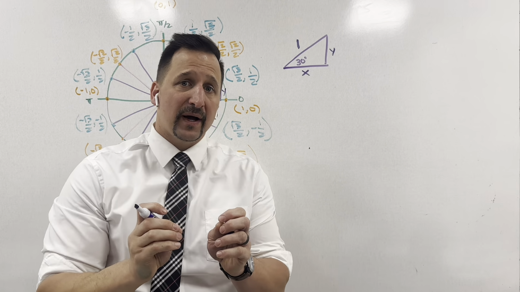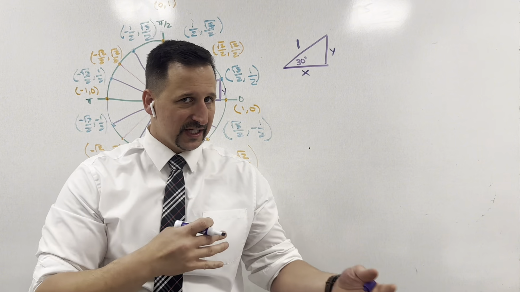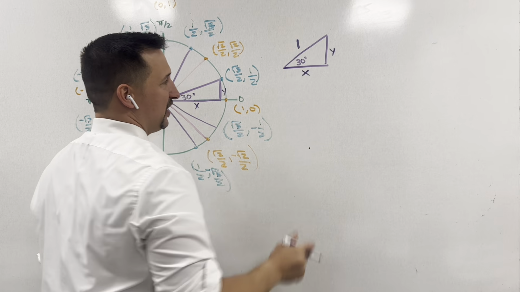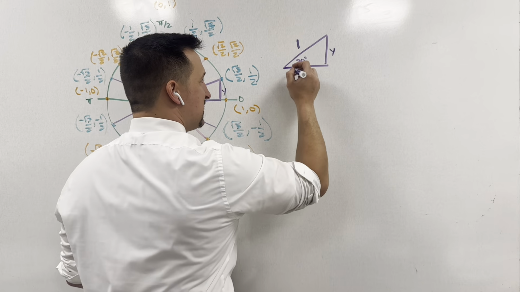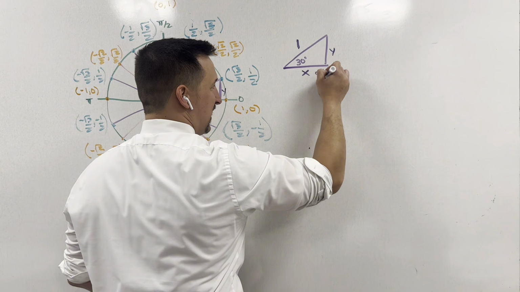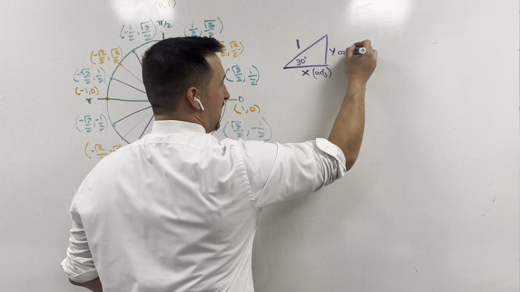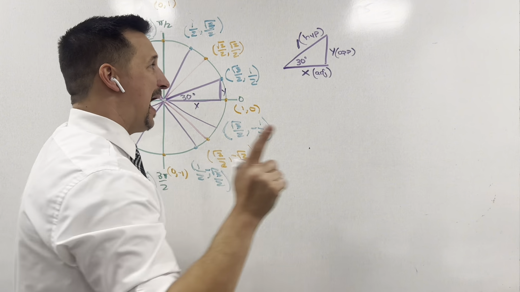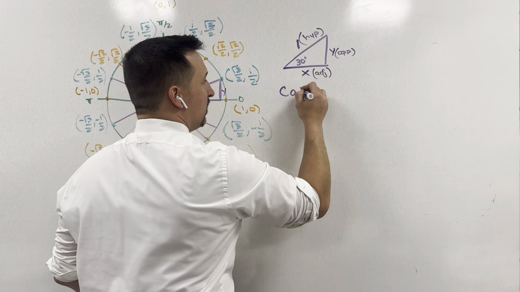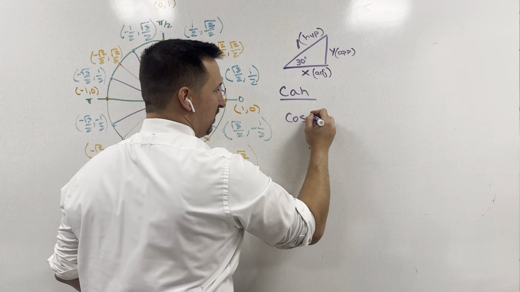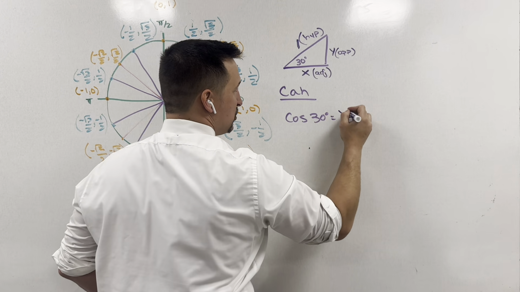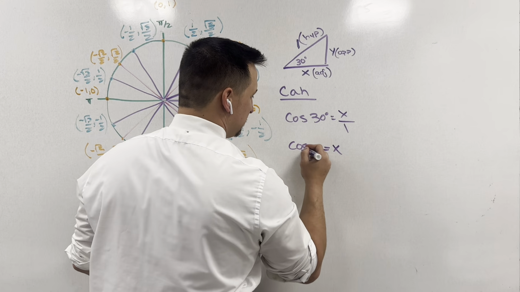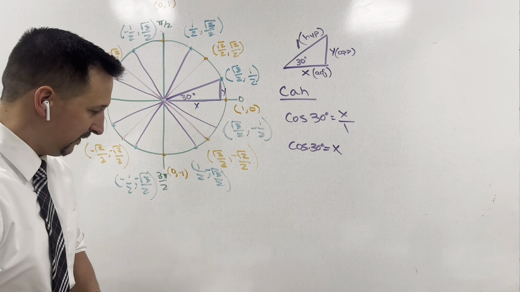Go ahead and do SOHCAHTOA, right? Sine, cosine, tangent, opposite, adjacent, hypotenuse. SOHCAHTOA to go ahead and figure out what the x value is of this. Well, you'd say, okay, this is the adjacent side, this is the opposite side, and this is the hypotenuse. So if I want to find the x value, I'm going to take the cosine of 30 degrees equals adjacent over hypotenuse. So my x value ends up just equaling my cosine.